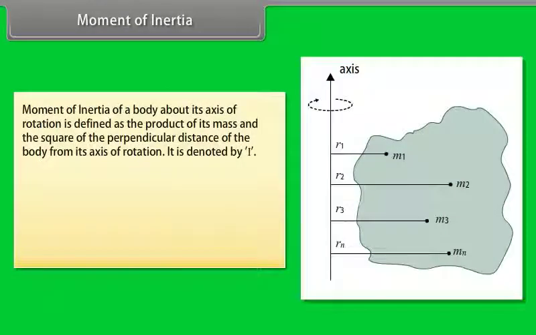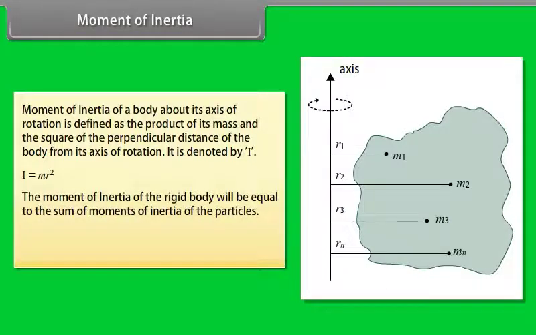Moment of inertia. Moment of inertia of a body about its axis of rotation is defined as the product of its mass and the square of the perpendicular distance of the body from its axis of rotation. It is denoted by I. I is equal to m r square. The moment of inertia of the rigid body will be equal to the sum of the moments of inertia of the particles. Its expression is given by I equals summation from i equals 1 to n of the products of mi and ri square.